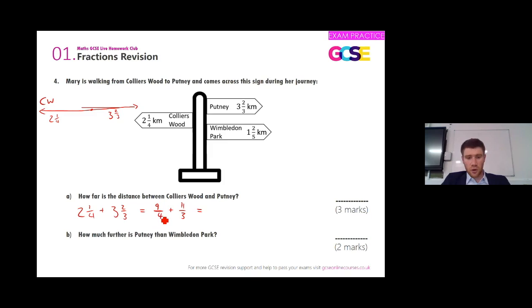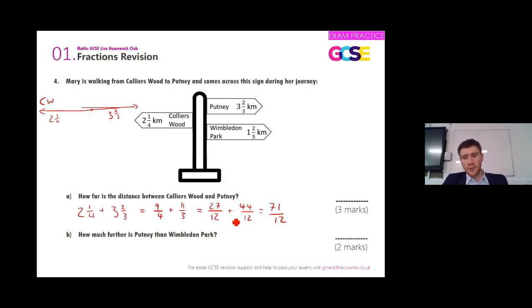So 9/4, I'm going to convert it to 12ths. So my denominator is 12, and same for 11/3. The common denominator will be 12. To do that, I timesed the 4 by 3, so I'm going to times the 9 by 3 as well. There's 27. I'm going to add to that 44/12. Put those together, and we're going to get 71/12. Remember, we don't add the denominators together, we do add the numerators.